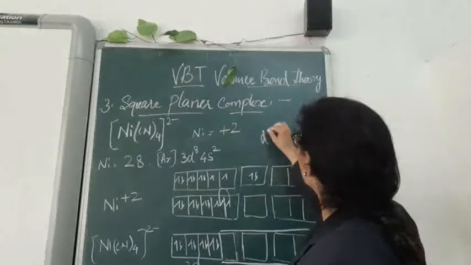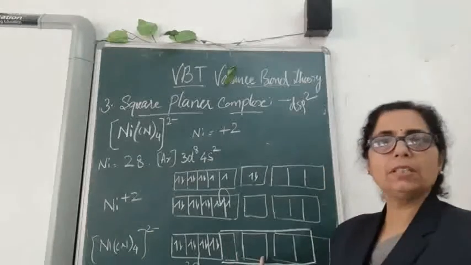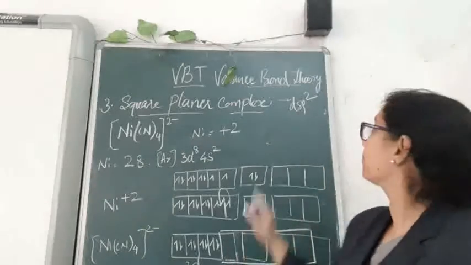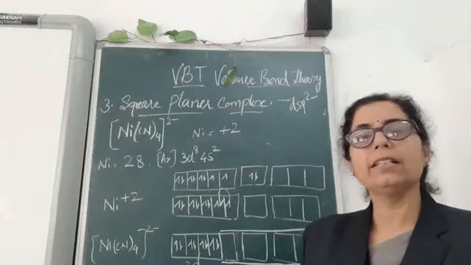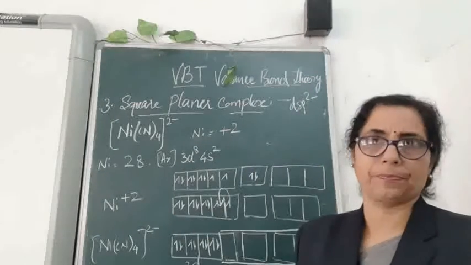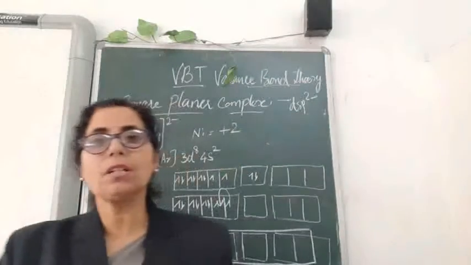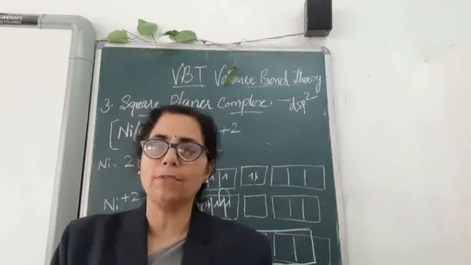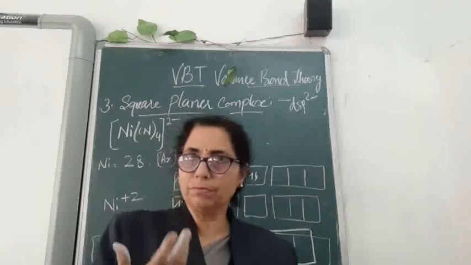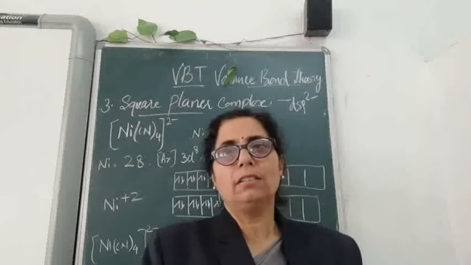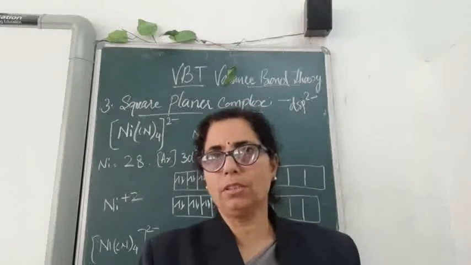Here again I am writing dsp2. 1d orbital, 1s orbital and 2p orbitals overlap. When these orbitals combine, you are getting 4: 1, 2, 3, 4 orbitals, and its structure will be square planar. Okay, and this way, how coordinate complexes are formed by the donation of electron pair to the central metal atom, creating vacant orbitals, has been explained by valence bond theory.